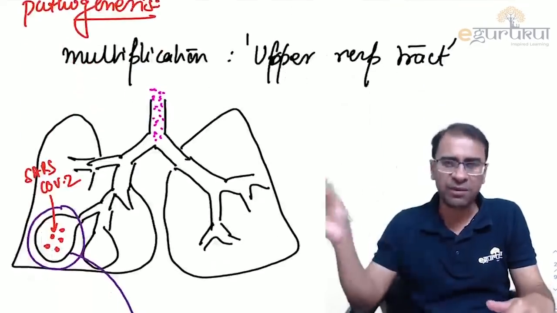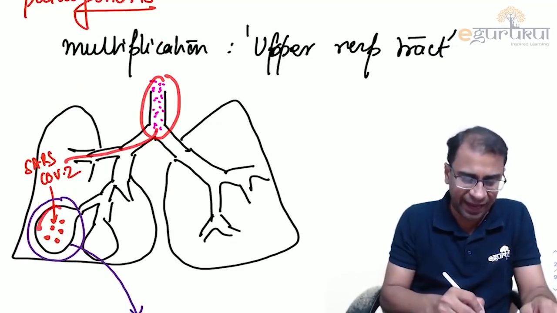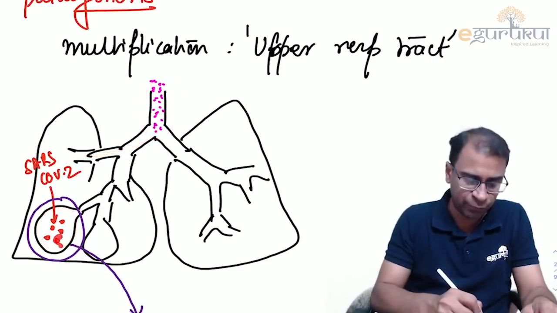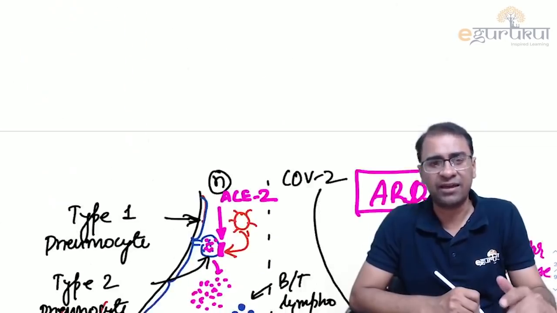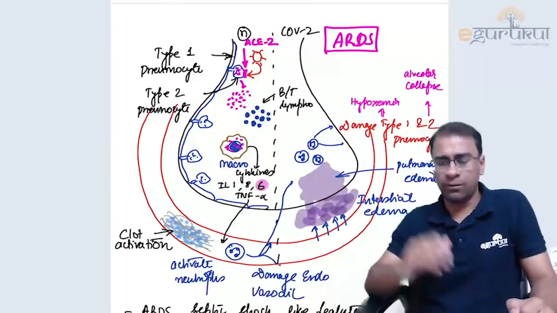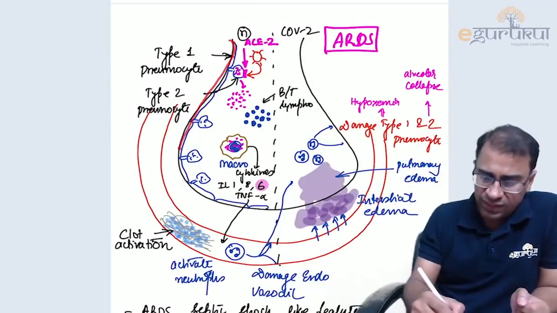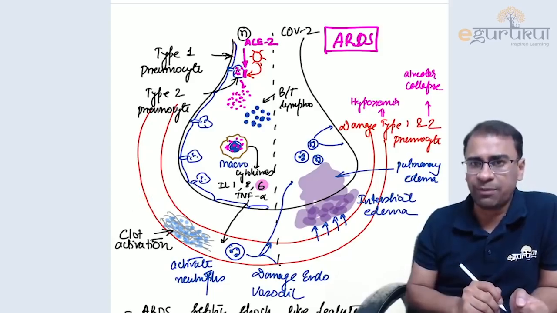So what I've done is I've drawn a simple diagram for you to make you understand. There is a virus here entering this alveoli. Now in the alveoli, there are type 2 pneumocytes and type 1 pneumocytes. Now we will talk about the type 2 pneumocytes in the alveoli. For that, let's see the simplified diagram here. In this diagram, this whole thing is an alveoli, and below the alveoli is a pulmonary capillary.